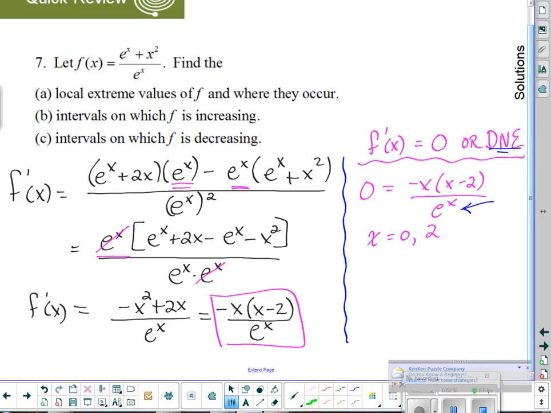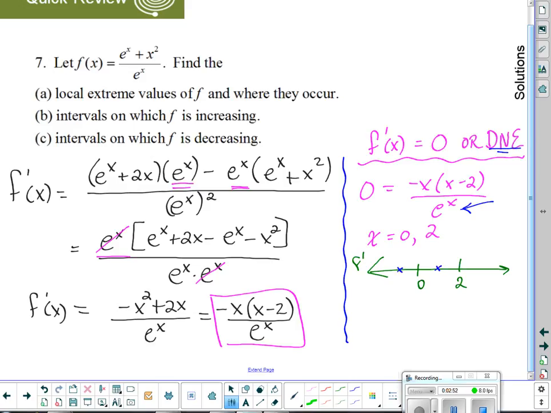This is where we took things into a sign chart. So make yourself a sign chart. This is a first derivative sign chart. Put your two critical values on your sign chart and select some test points. You guys know the routine. We'd have -1, 1, 3, maybe as possibilities. And we take them back into the first derivative.